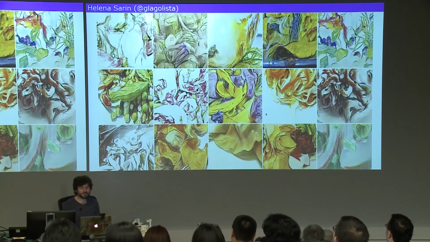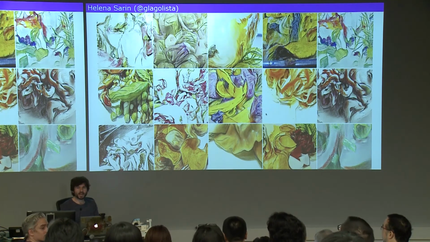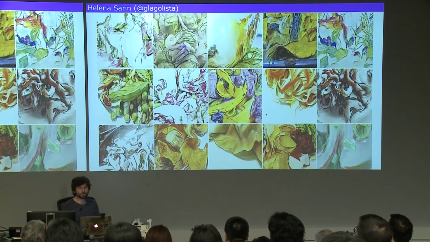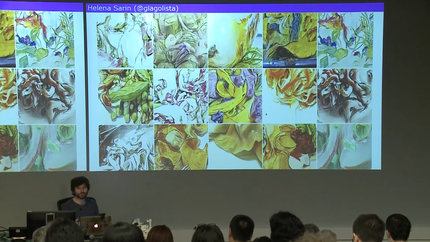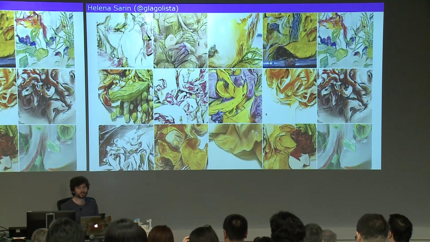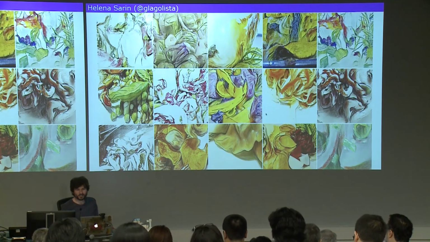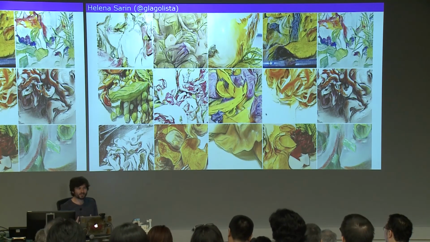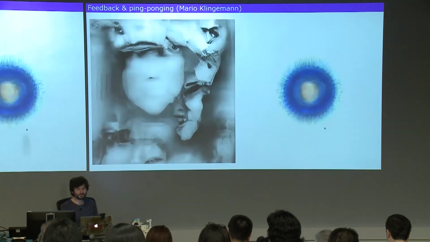So one artist named Helena Sarin, whose work I really like, trained a CycleGAN to convert pictures of fruits and vegetables into her own paintings. She just got a data set of fruits and vegetables and a data set of her own paintings, and there's no correspondence between them. Normally CycleGAN is for things like apples and oranges, but it actually learned to generate a pretty cool aesthetic. And these are some screenshots from that.